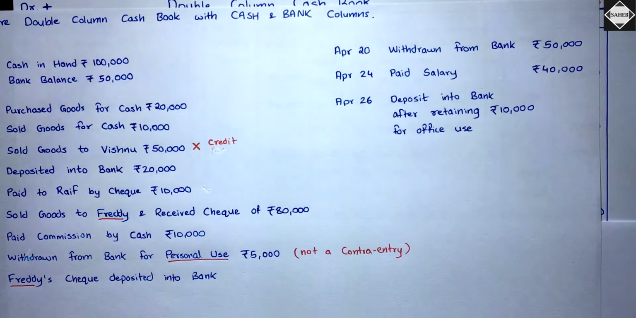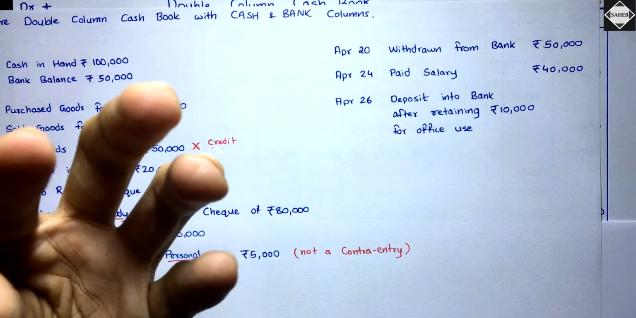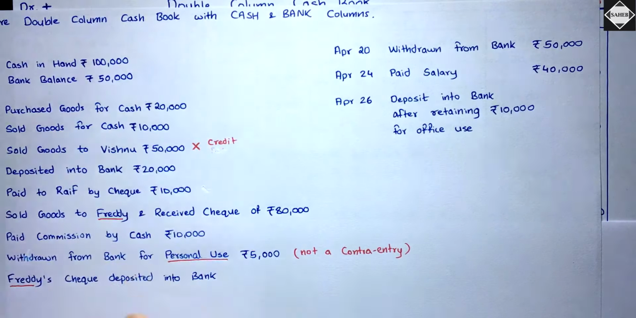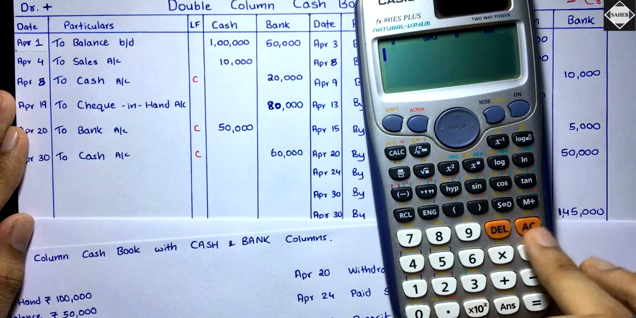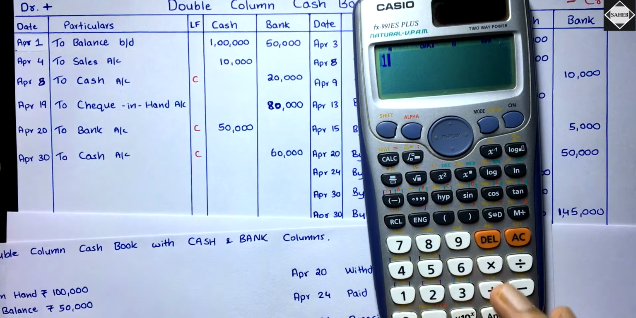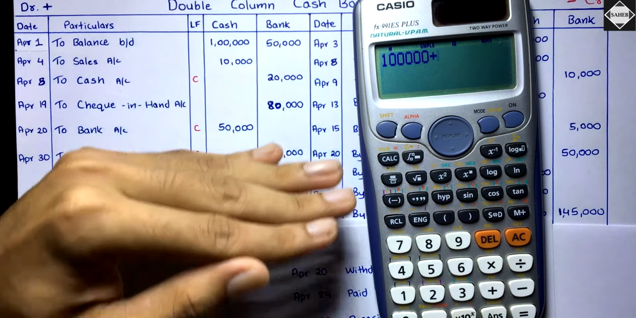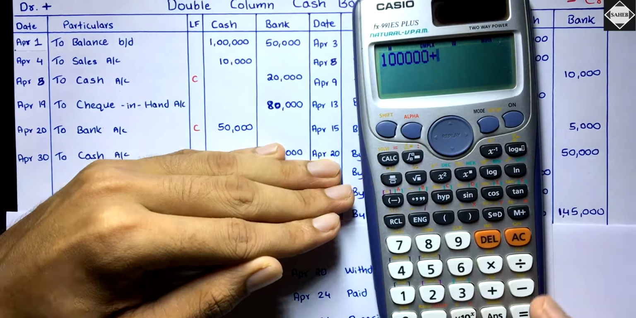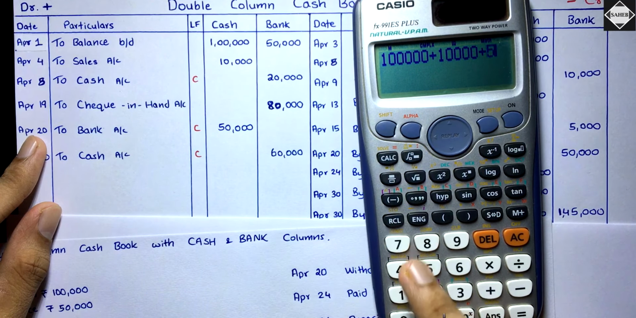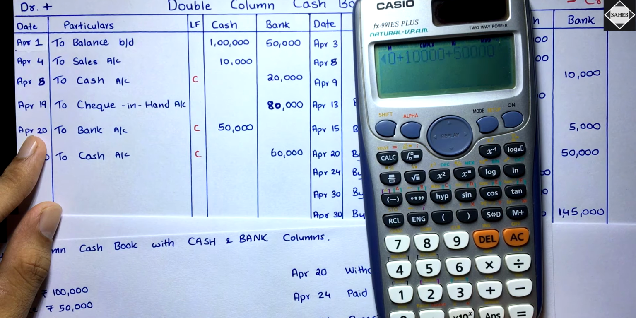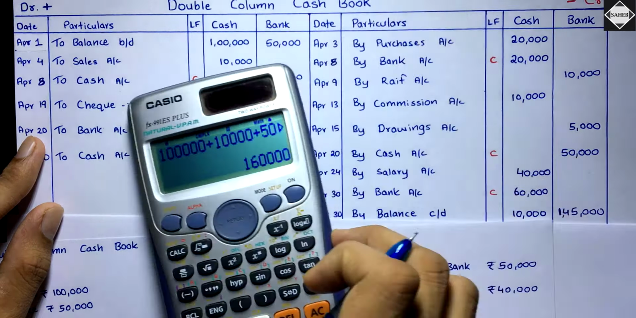So what you have to do now, you have to see how much cash is left first. That's what you have to identify. So how you will identify that? It's simple. See here, let me just show you. 1 lakh, till here we have done, right? Till now. So 1 lakh you have, plus 10,000 plus 50,000, that's equal to 160 cash you have.